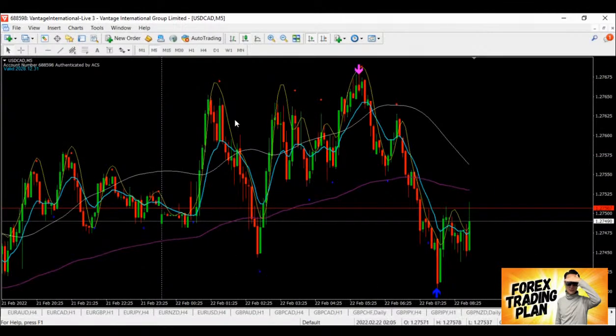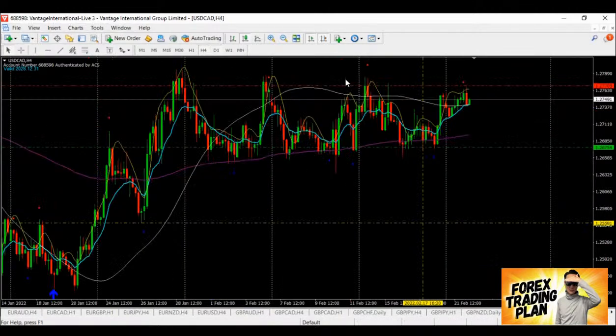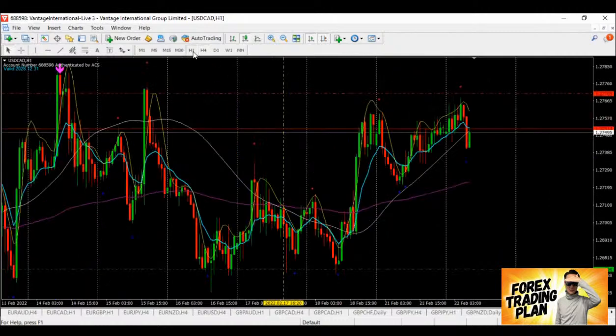Dollar cat is over here in the bear, but retracing upwards, still testing the resistance up here. It hits and it is rejected. So in H1, we still see higher support moving towards the resistance. Higher support, higher support.